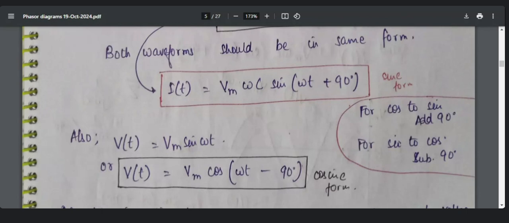Yes, ma'am. Okay. And if some way or the other you are getting confused, then when we convert cos to sine, we have to add 90 degree, and when we convert sine to cos, we have to subtract 90 degree. Okay.